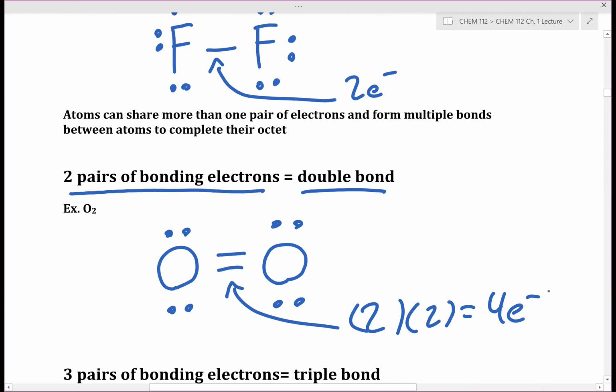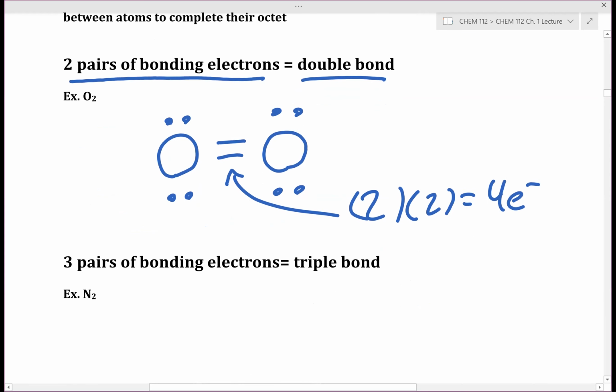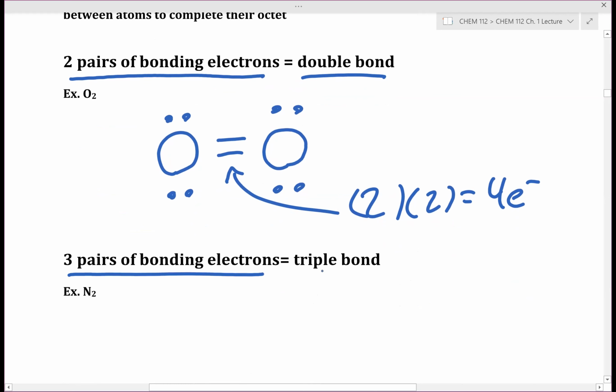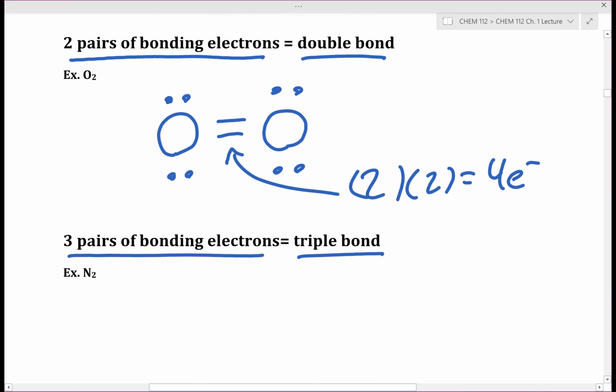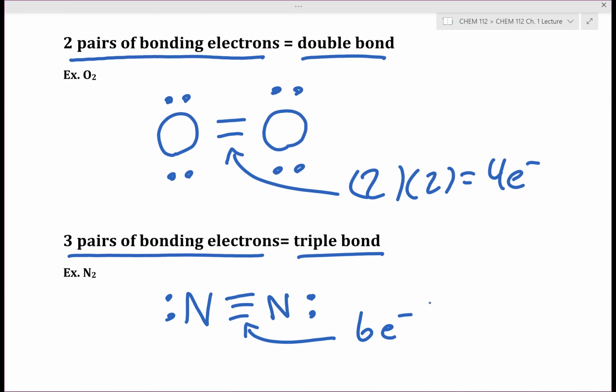Perfect. And finally, we can share 3 pairs of bonding electrons and form what's known as a triple bond. So in the case of nitrogen, nitrogen in its elemental form likes to generate a triple bond. It is often a byproduct or a side product of organic reactions, and it's a nice thermodynamic sink. And as we've discussed, how many electrons are shared between these nitrogen atoms? 6. Yeah. Okay, perfect.